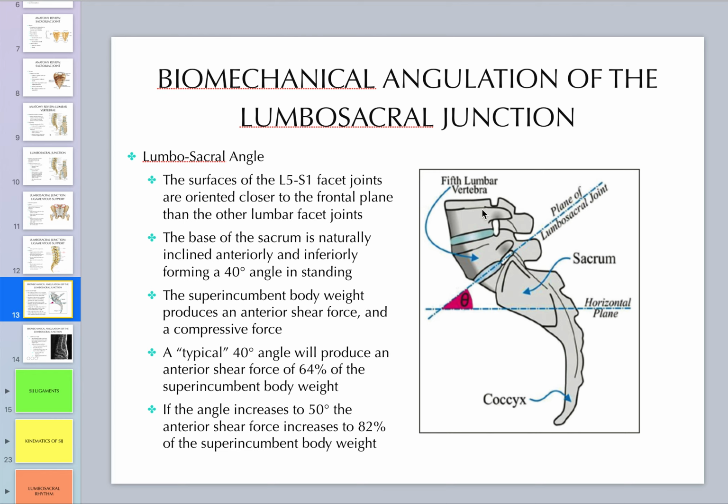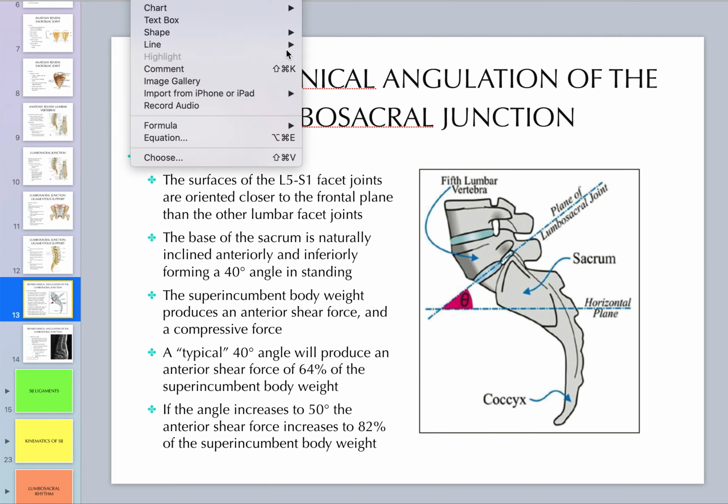So the body weight that comes from above essentially creates shear force. So there's constant shear force going. I'm just going to put the line in again for you.